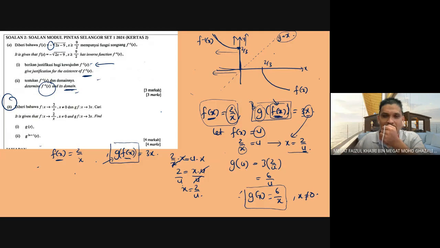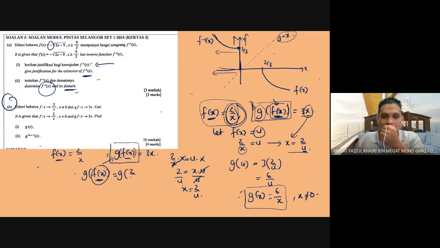So g of f of x. Okay, what is the function inside? f of x. f(x) equal to 2 over x.